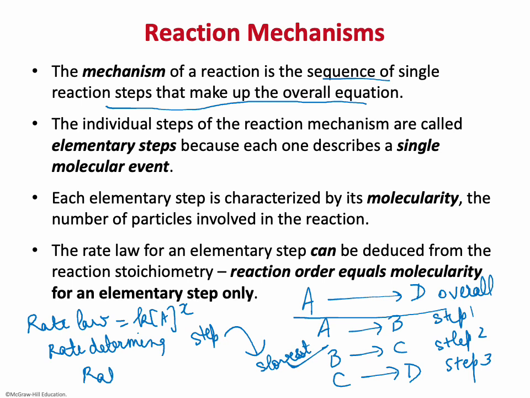In this case, then the rate law will simply be k[B]^1, concentration of B to the power of 1. Why? Because in this case, this is the reactant. It does not depend on A, it does not depend on C, it only depends on B.